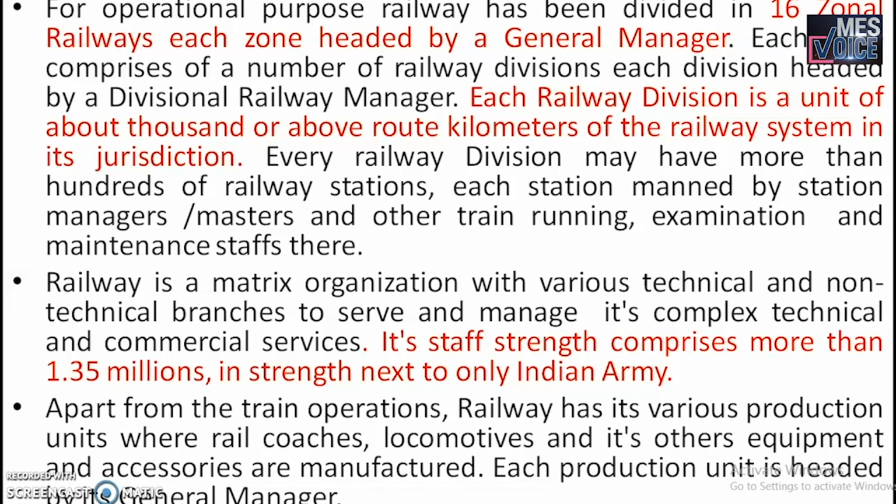And railway is a matrix organization with various technical and non-technical branches. Next to our Indian Army, 1.35 million people are working in our Indian Railway. Apart from train operations, the railway has various production units where rail coaches, locomotives and so on are manufactured in different plants. One of the biggest plants of railway production is in Varanasi. Each production unit is headed by its GM.